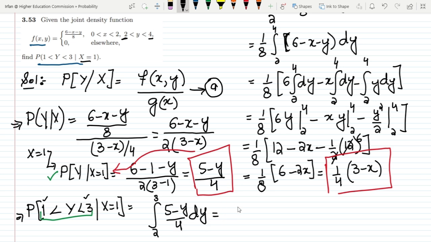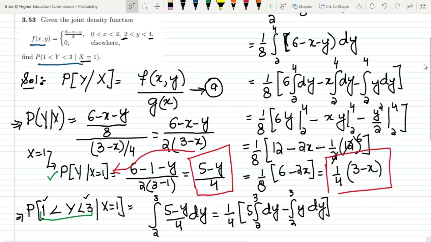Okay, so here putting the values here, it will be 1 by 4, and also it will be integral of 5 from 2 to 3 dy, and also here minus integral from 2 to 3 of y dy. Okay, so this is what we have.